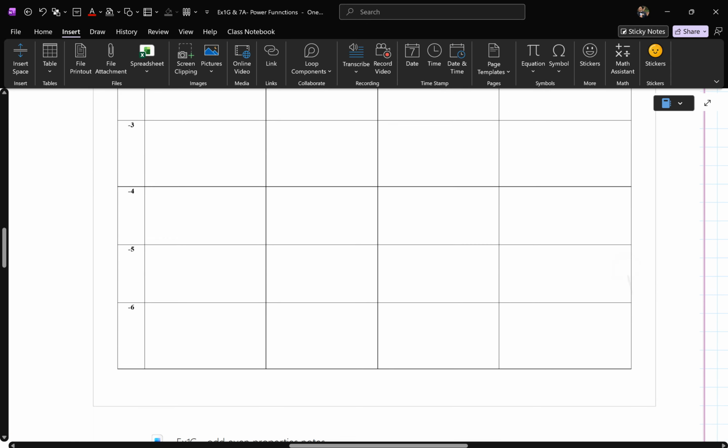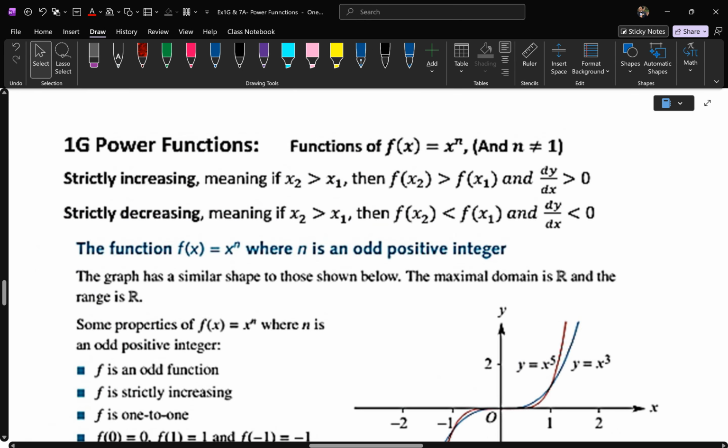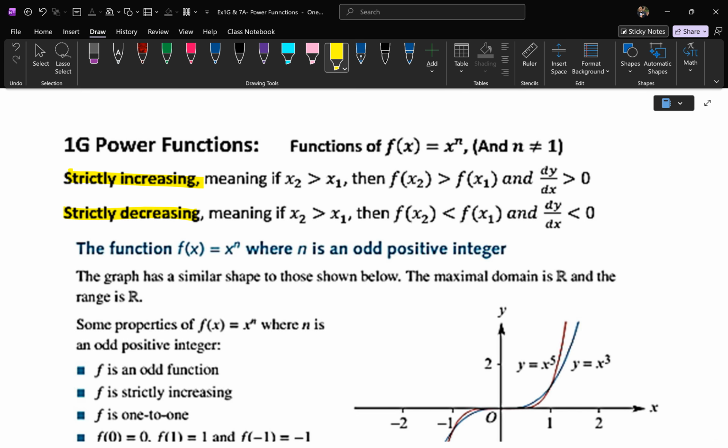Then the last bit, which I haven't sort of mentioned or highlighted to you, on this sheet that I've handed out, strictly increasing and strictly decreasing are two very common terms in the exam. So they want you to analyze a function and then determine which part of the function is what they call strictly increasing or strictly decreasing. Sometimes they ask you to justify it.